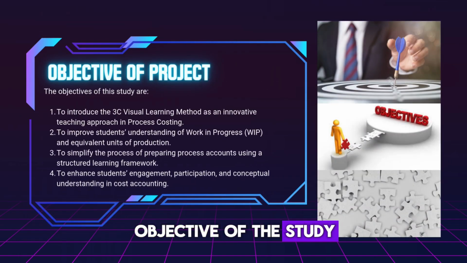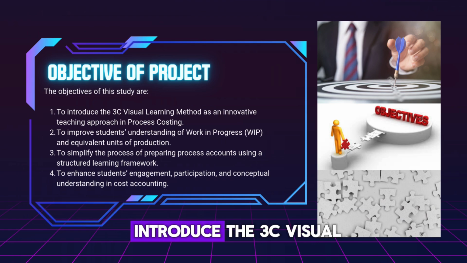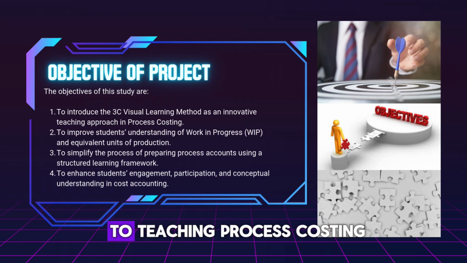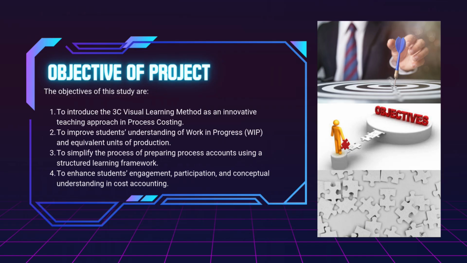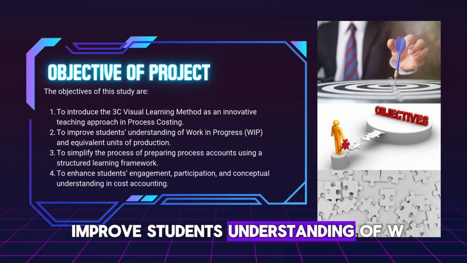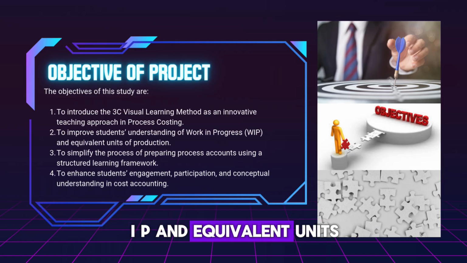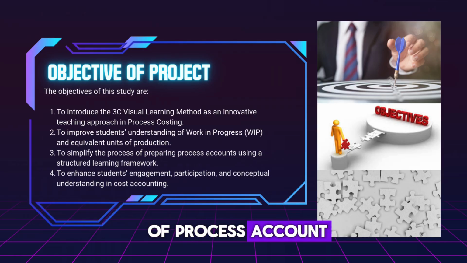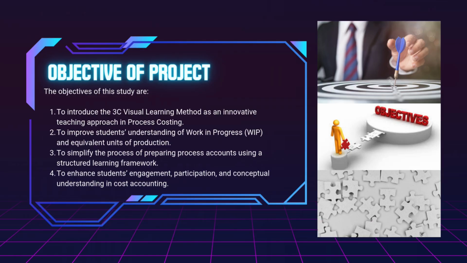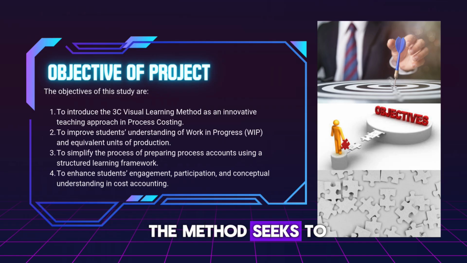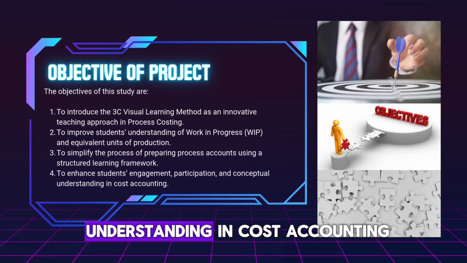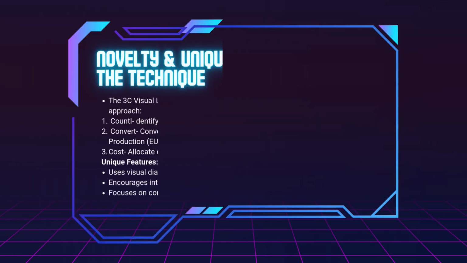Objective of the study. This study aims to introduce the 3C visual learning method as an innovative approach to teaching process costing. The goal is to improve students' understanding of WIP and equivalent units while simplifying the preparation of process accounts through a structured framework. At the same time, the method seeks to enhance student engagement, participation, and overall conceptual understanding in cost accounting.